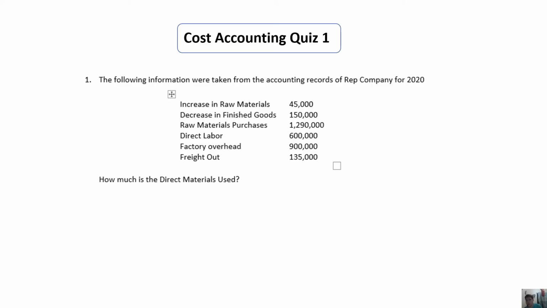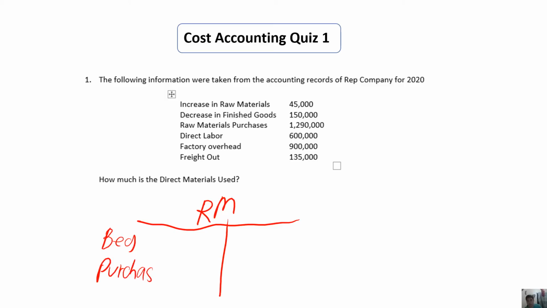So, sa number 1, ang tinatanong dito, how much is the direct materials used? So, dahil ang hinahanap lang naman dyan is direct materials used, bago tayo pumunta doon sa mga given, pwede na tayong gumawa ng ating T account, diba? So, yung T account, meron tayo dyang raw materials. So, lagay natin ng details. We have the beginning inventory, then we have the purchases here, diba? Tapos meron din tayo ditong end. Then meron tayo ditong materials used o yung ating direct materials.